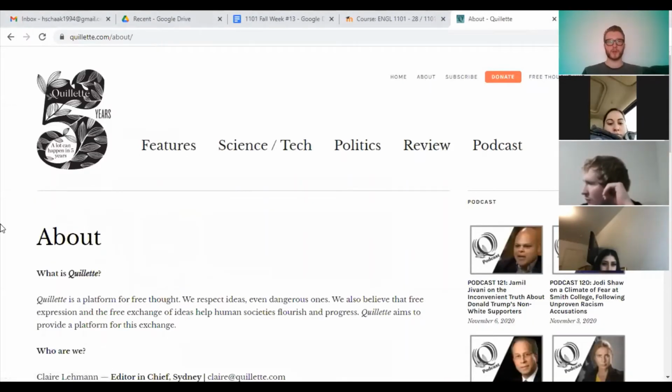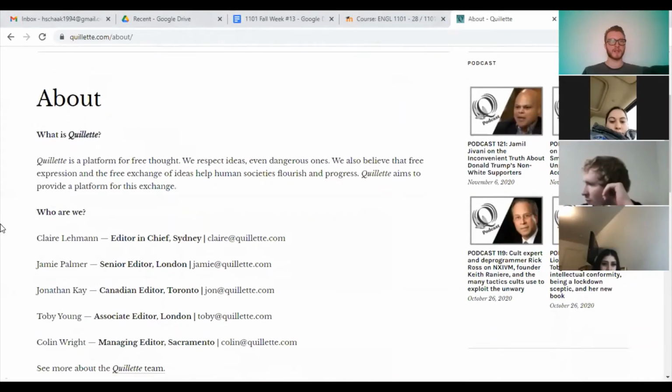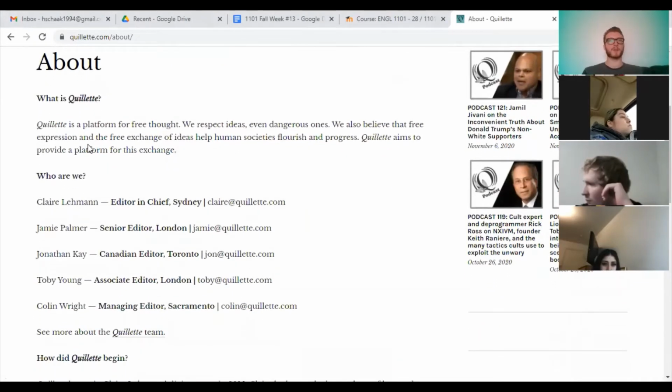So we look here on their website, we can read what they say. They claim that Quillette is a platform for free thought. We respect ideas, even dangerous ones. We also believe that free expression and the free exchange of ideas help human societies flourish and progress. Quillette aims to provide a platform for this exchange. Okay, fine, you exchange ideas. All publishers do that. That's not very informative, right? So we don't really have much evidence there.